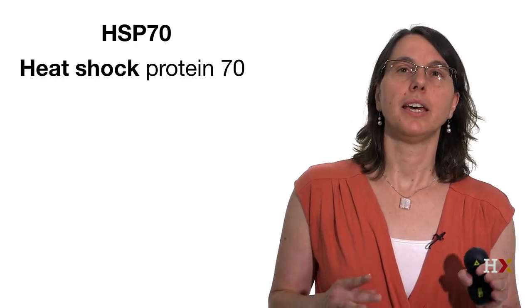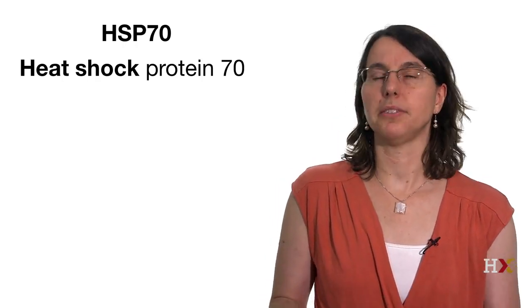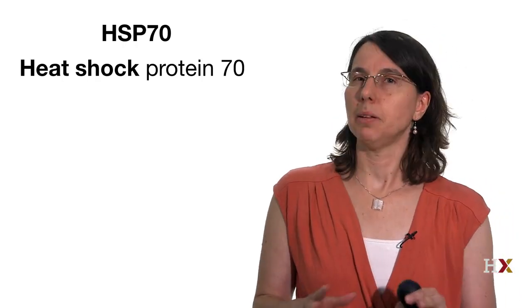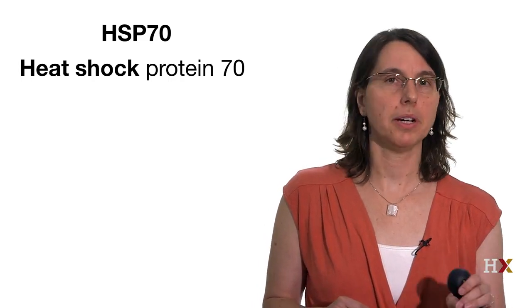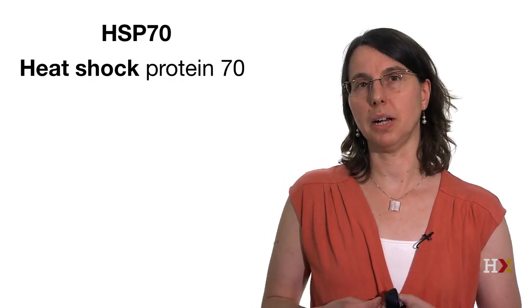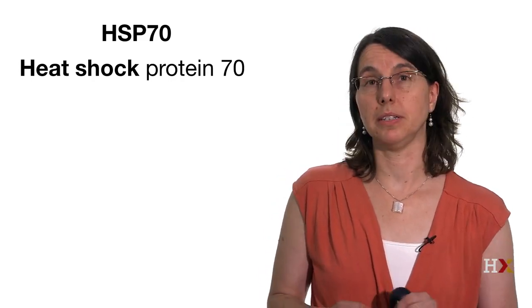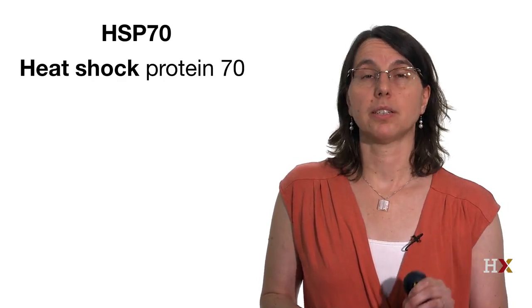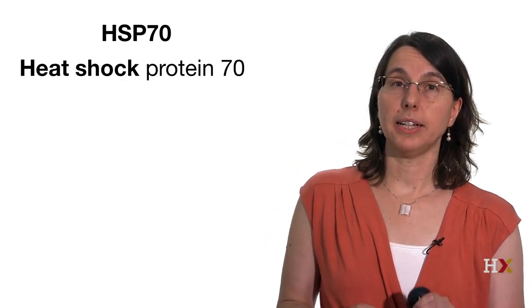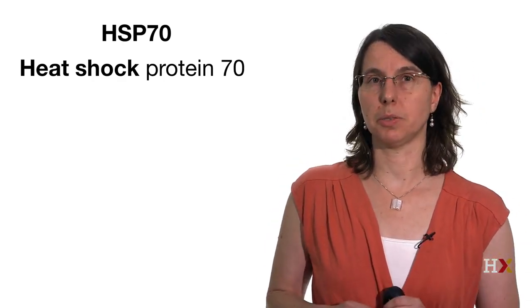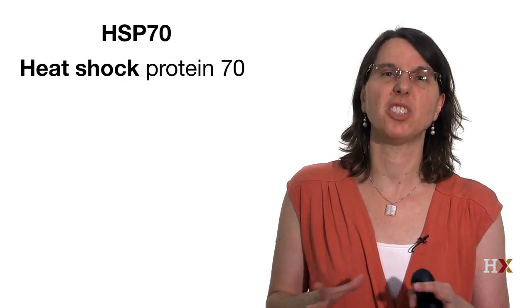HSP70 means heat shock protein 70. There's actually a whole class of heat shock proteins, and most of them are chaperones. But where does the name heat shock protein come from? It's because the expression of these heat shock proteins, or HSP proteins, increases with exposure to high temperature. It's usually a transient exposure to high temperature, so a heat shock.